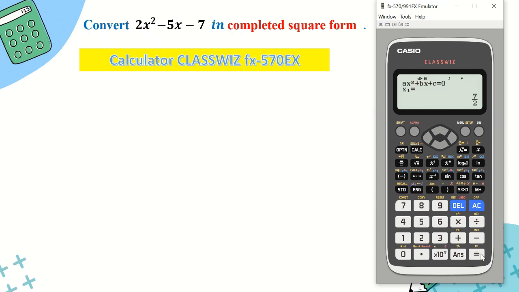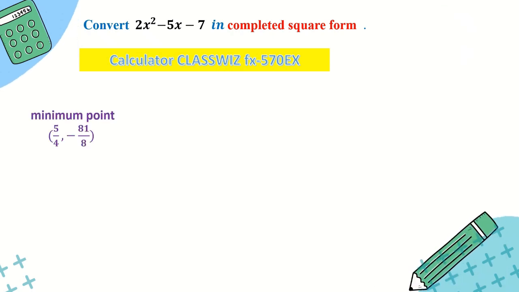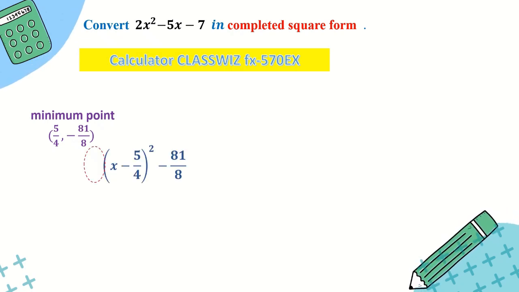We press the equal sign 2 times until we get the minimum value of x as 5 over 4 and the minimum value of y as negative 81 over 8. So that means we have a minimum point of (5 over 4, minus 81 over 8). So we form the completed square form.